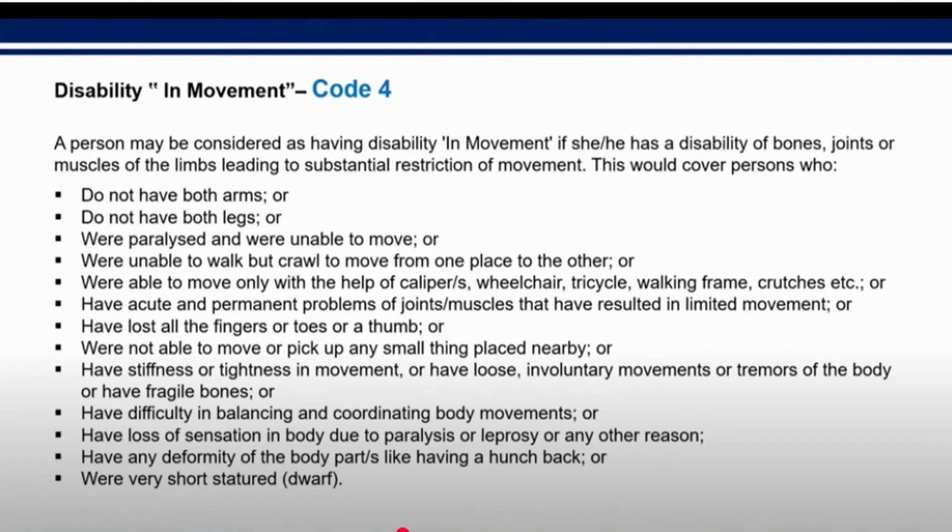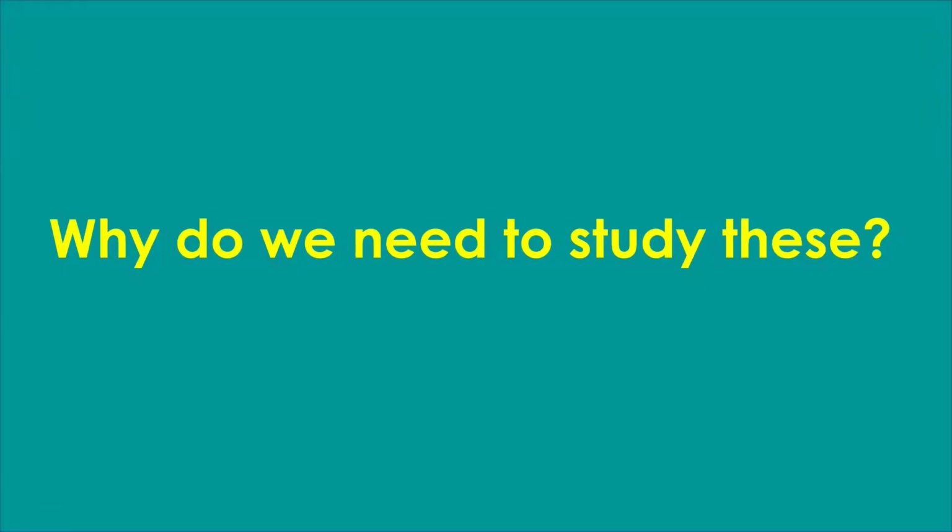Then those not having both legs, or who are paralyzed and unable to move, or unable to walk but crawl to move from one place to another, or able to move only with the help of calipers, wheelchairs, tricycles, etc., having acute and permanent problems of joints, muscles, or lost all fingers or toes. So these can be the disabilities which are considered in movement.